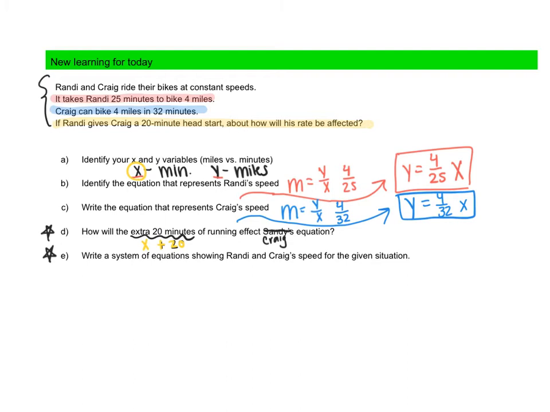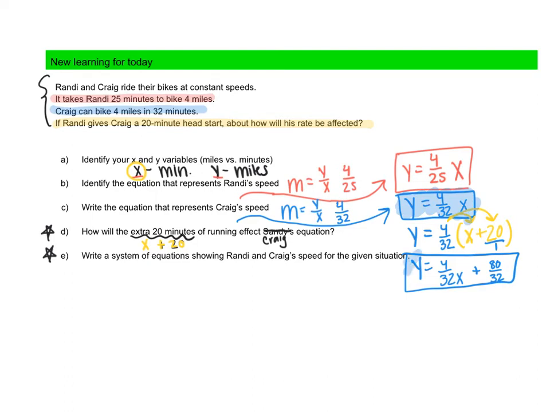And I'm going to show how that's represented in this equation right here. So instead of saying y equals 4/32 just x, it's now going to be x plus 20 because I'm doing 20 extra minutes. And I can distribute this to simplify my equation very simply. So 4/32 times x equals 4/32 x. And then if I do 4 times 20, that is 80/32 times 1, that's 32. So you'll see that my equation has definitely changed from when we're just writing what Craig's original speed is versus what Craig can run when he gets a 20-minute head start.